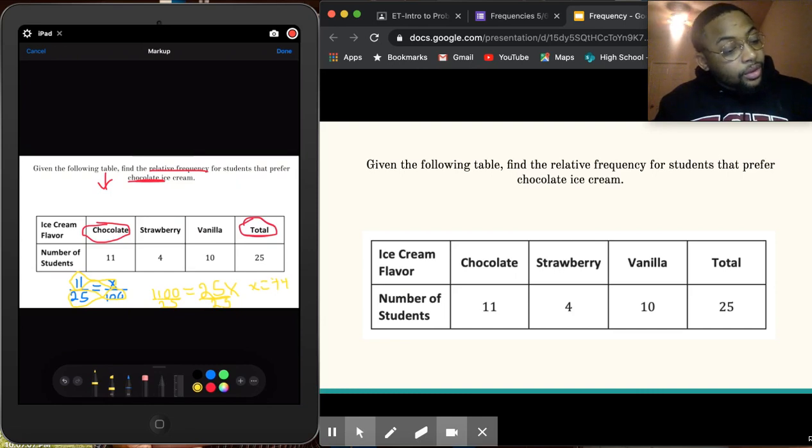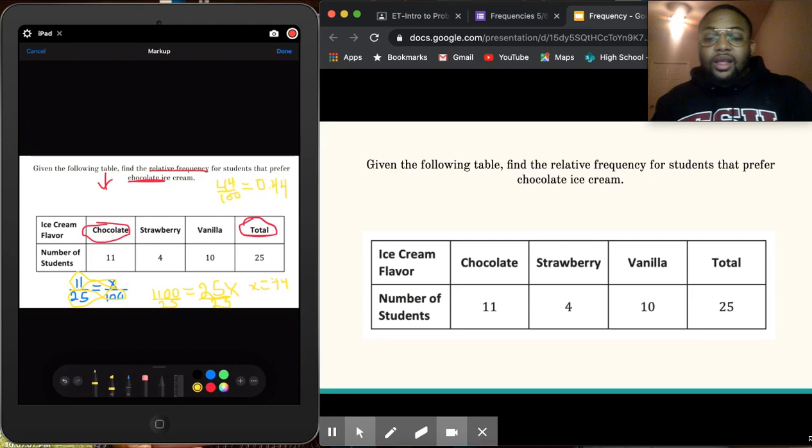So x over 100 would be 44 over 100. Now that's really easy to make into a decimal, because if we just divide both of those by 100, we see that this becomes 0.44. And that's it. So now you take a minute and solve for the next problem.